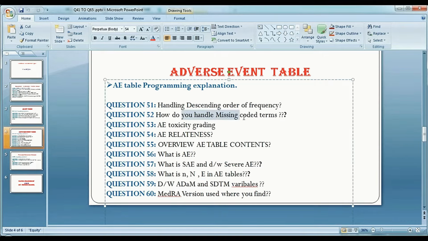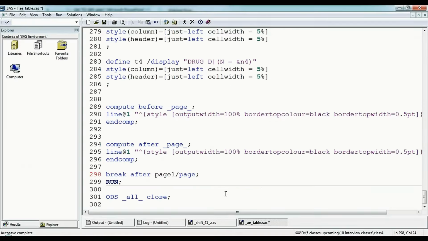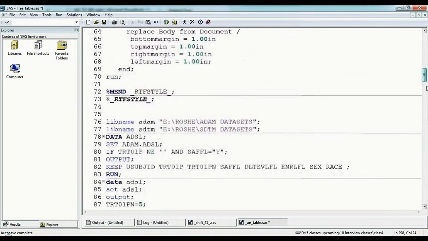So the next one, if it is handling of missing code, you simply have to give the code like this.